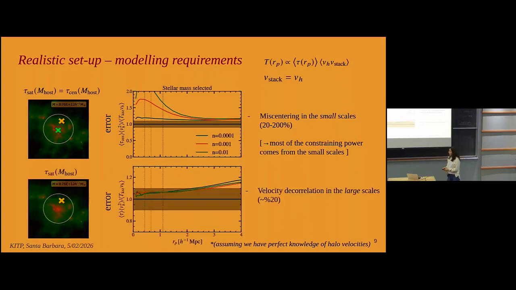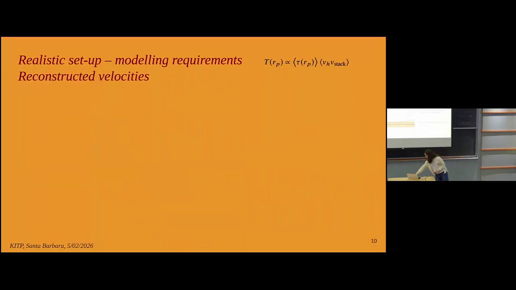Now, if you model that, if you put the satellites in and just take into account the density, but you don't model, for example, the decorrelation of velocities, you have a 20% effect on the large scales, which, well, is there. And this is the last plot that I will be showing. Let's make one step more in the realism. Now we stack not with the real halo velocities, but the reconstructed halo velocities, because in reality we don't have access to the real halo velocities.